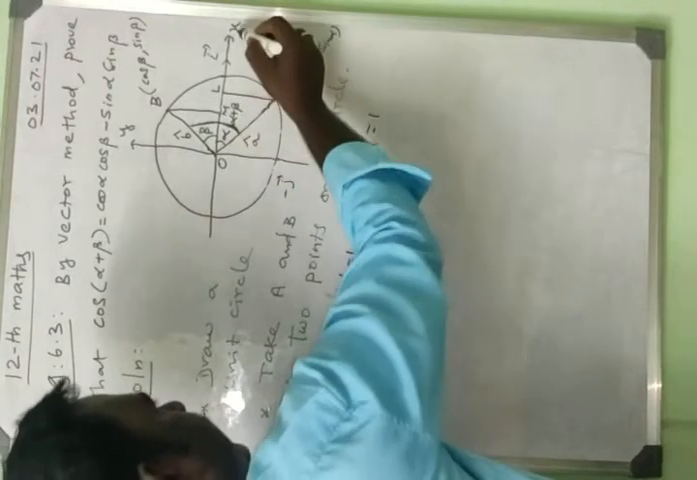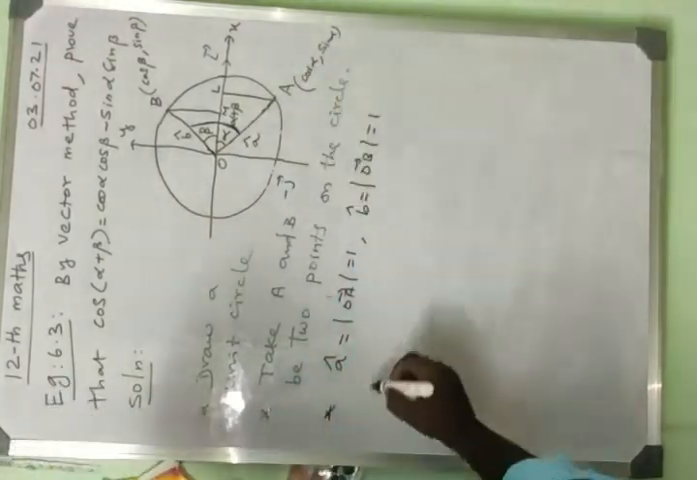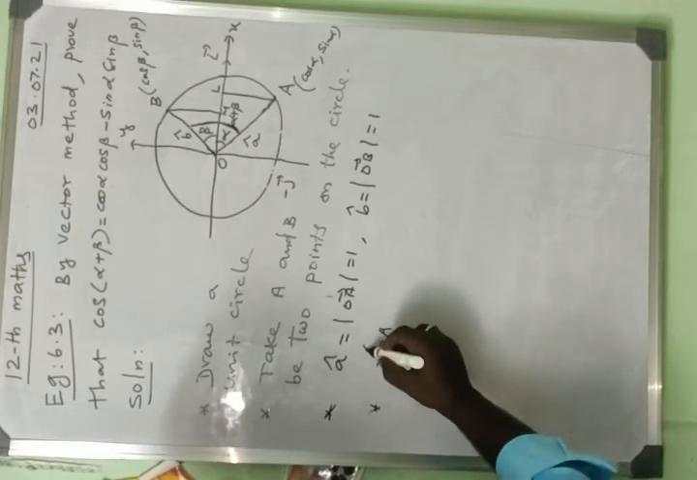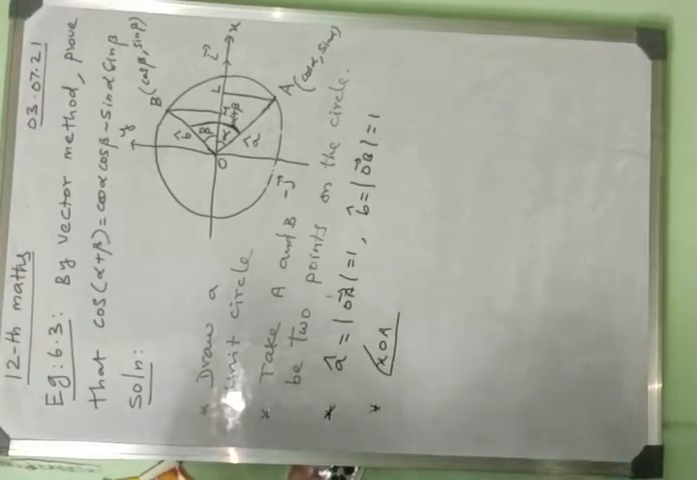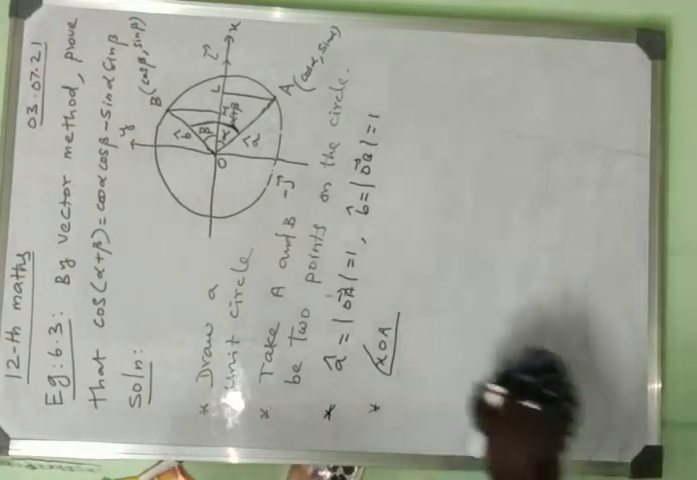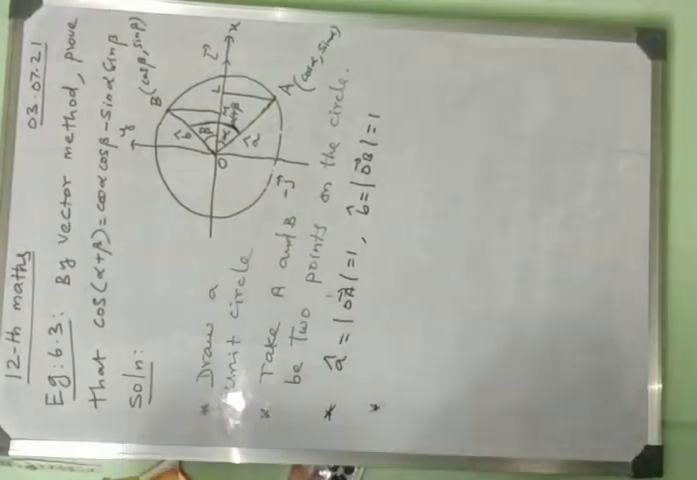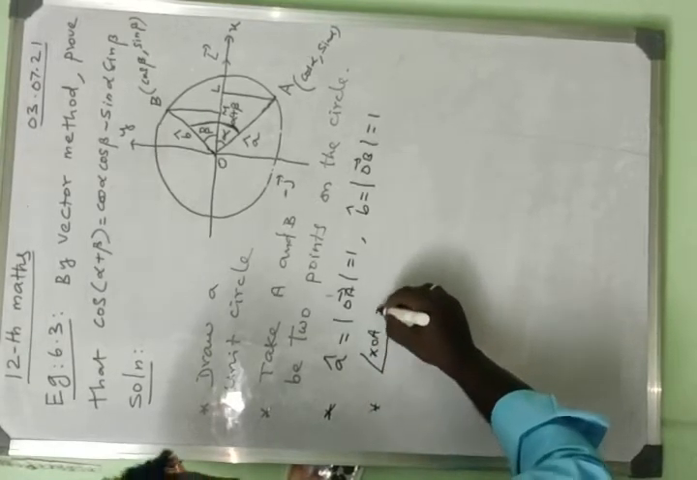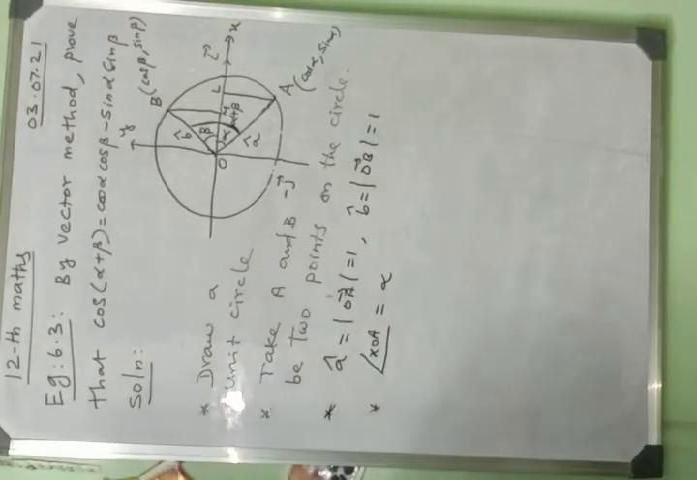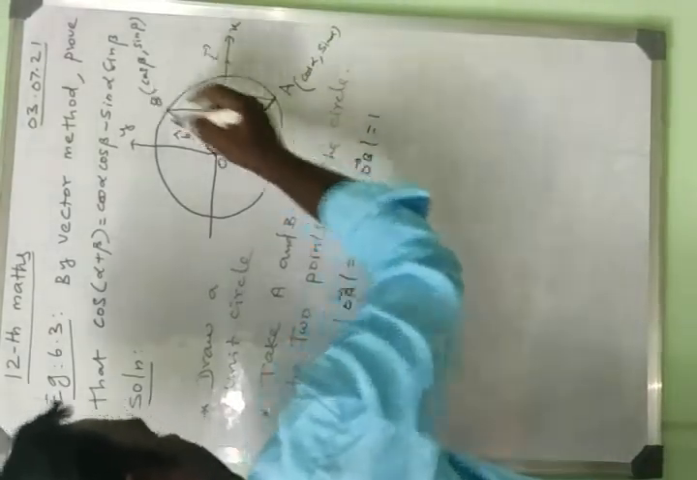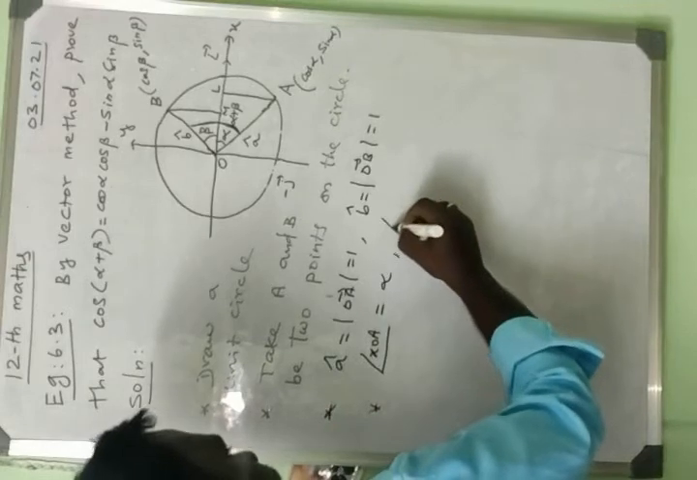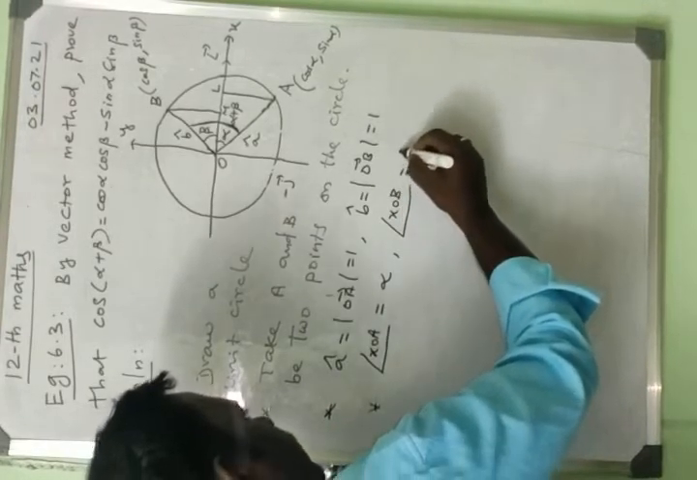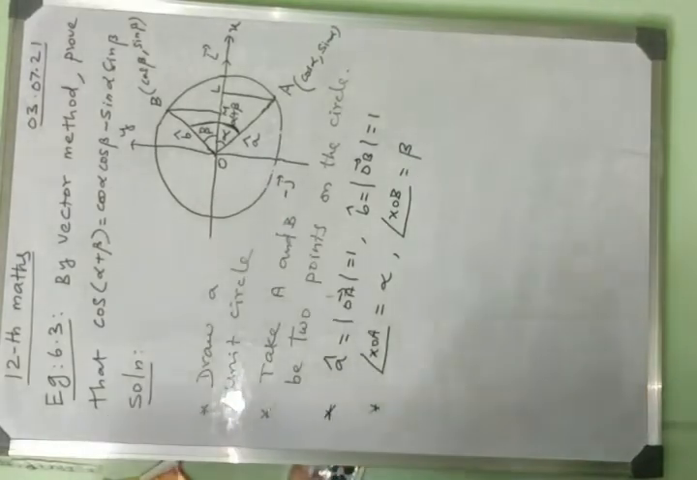So next, which angle do we take? Next we mark the angle XOA. Angle XOA is equal to alpha. Next, angle XOB is equal to beta. Right.